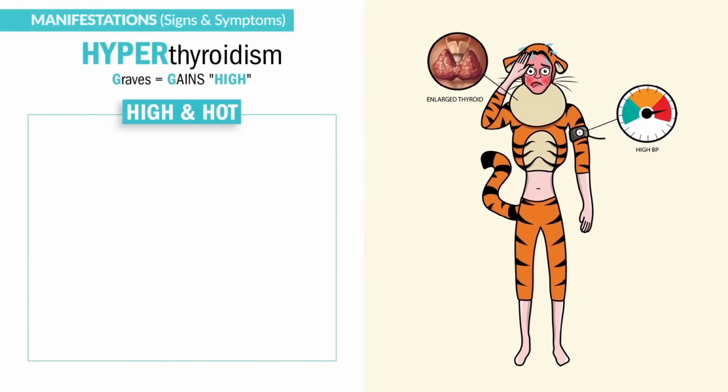Again, NCLEX key terms are agitation, confusion, and even restlessness. Those are usually the first signs.